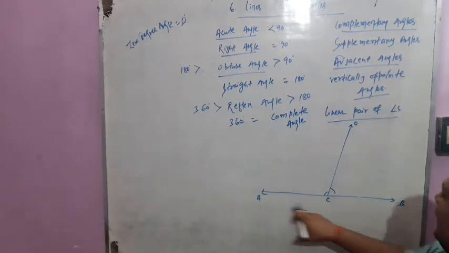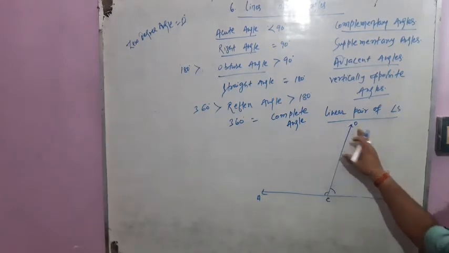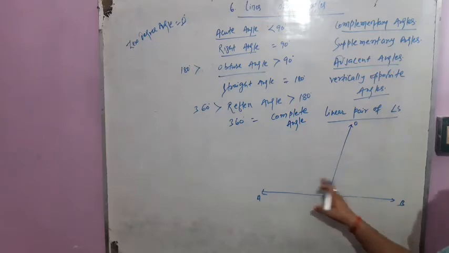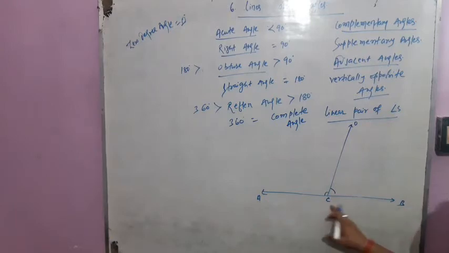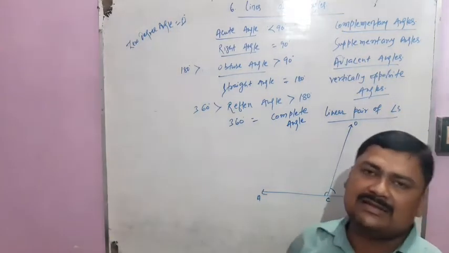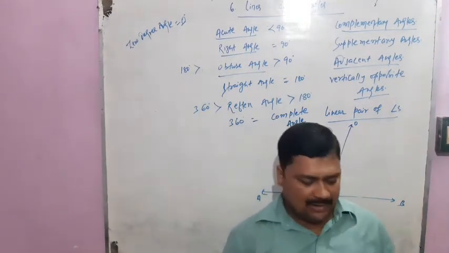Suppose here the sum of angle ACO and angle BCO is 180 degrees. Now both are the adjacent angles here. Then the non-common arms AC and BC form a line. This is axiom 6.2.